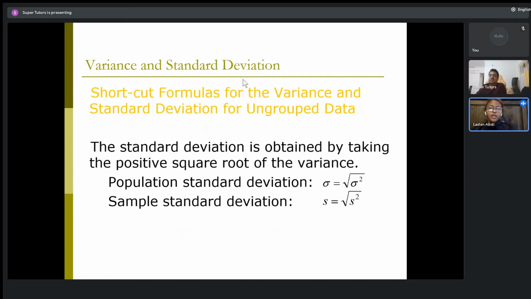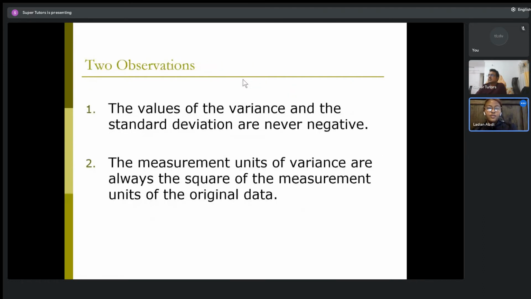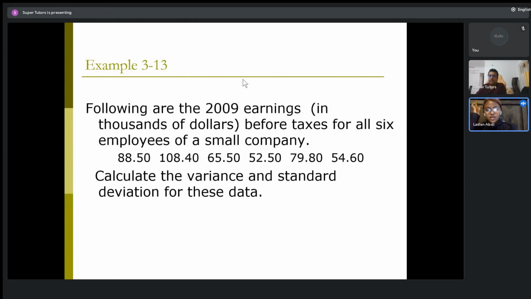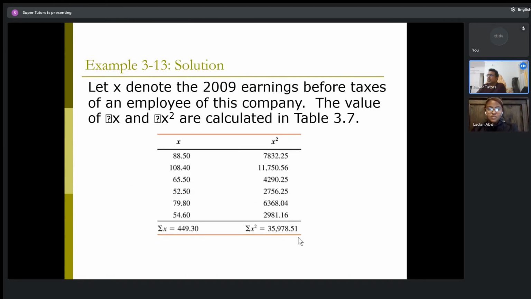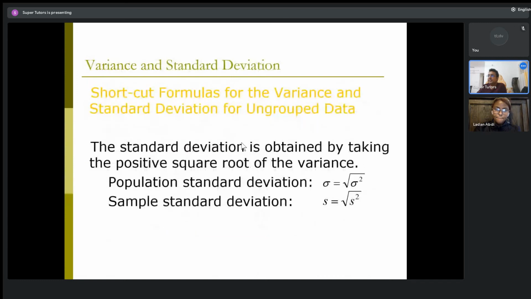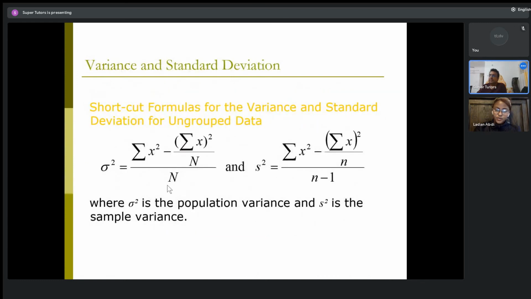Oh, I have 35,978.46. Yeah, that's fine. It's 0.51, but that does not make a difference. And similarly, summation of x will come to 449.3. Just jot down this value. You don't need to add up x. 449.3. You have the two numbers jotted down? Yes. Now just try to apply this formula, please. The first one.